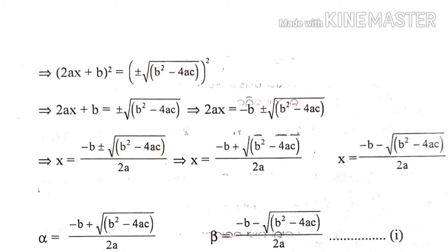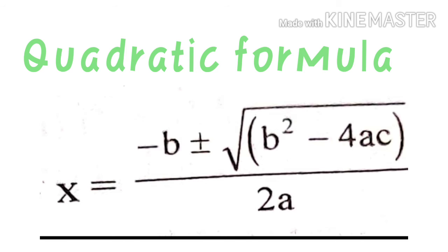We take (-b + √(b² - 4ac)) divided by 2a as alpha, and (-b - √(b² - 4ac)) divided by 2a as beta. The formula x = (-b ± √(b² - 4ac)) divided by 2a is termed as the quadratic formula.